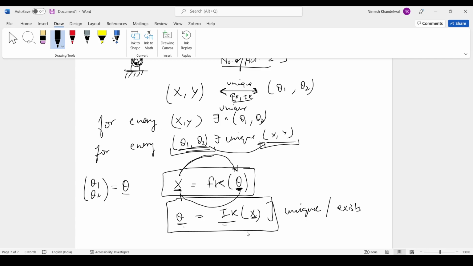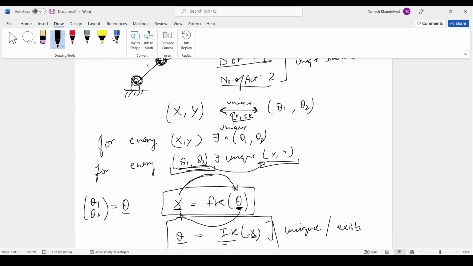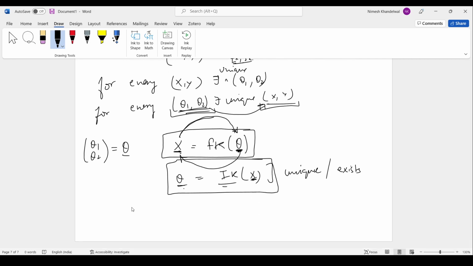Even for the 2R case, if these coordinates x are in the workspace of the robot, the workspace of the end effector, then a unique solution exists for this problem also, which we had already derived in previous lectures. So this is a fully constrained robot for which a unique solution exists.